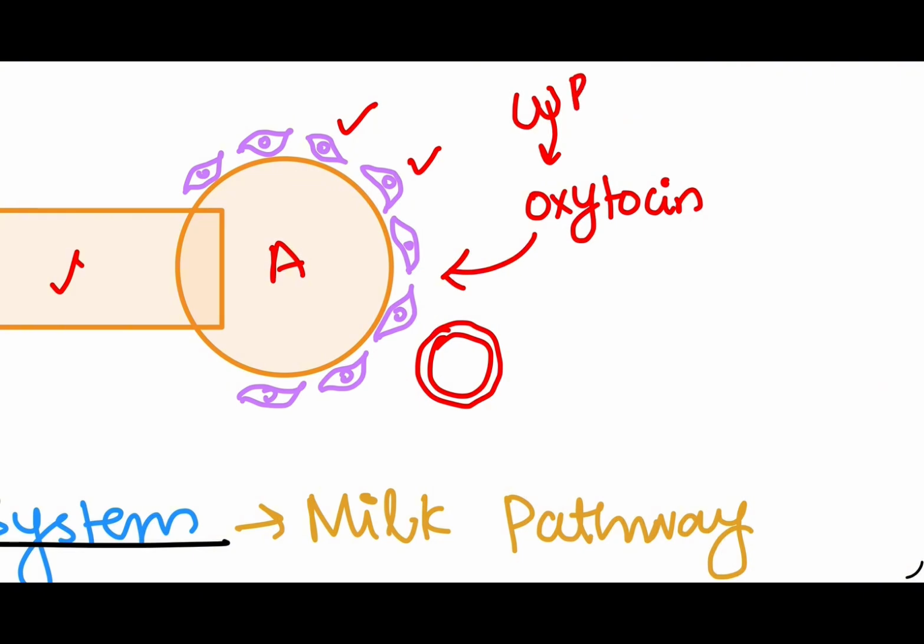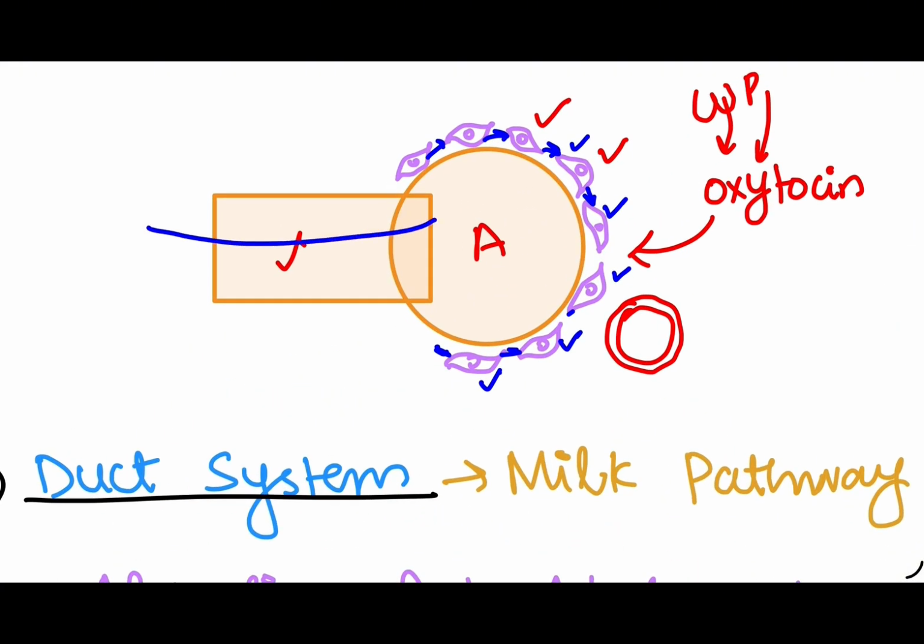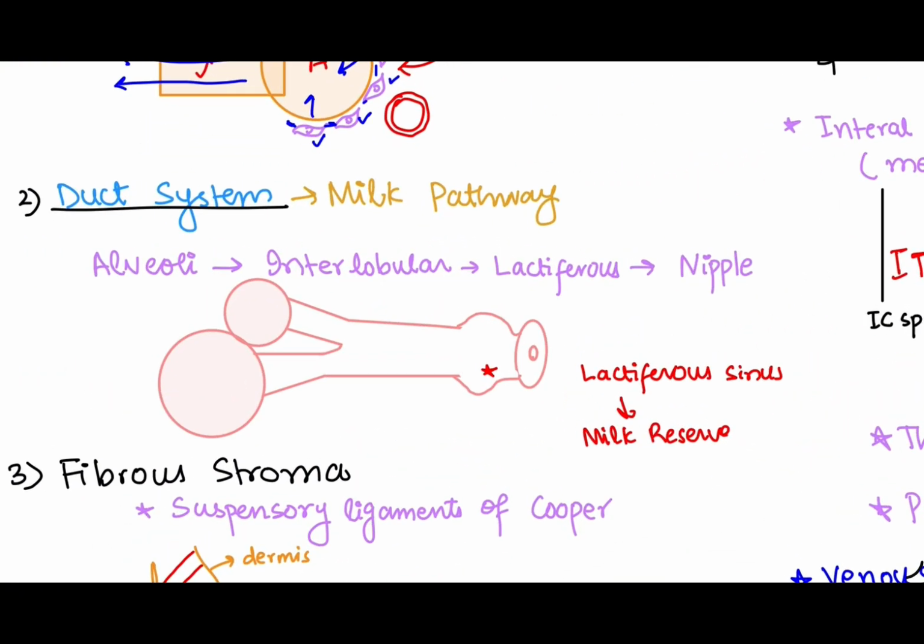This is the pituitary, and from the posterior pituitary oxytocin comes, and oxytocin acts on these smooth muscles, and these smooth muscles contract. When you push a balloon, it pushes the air out. Just in this case it's not air, it's milk. So the myoepithelial cells contract, forcing the milk out from lobules to lobes to the lactiferous sinus to the nipple, like here.